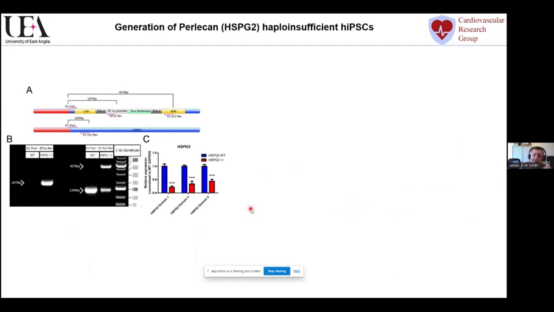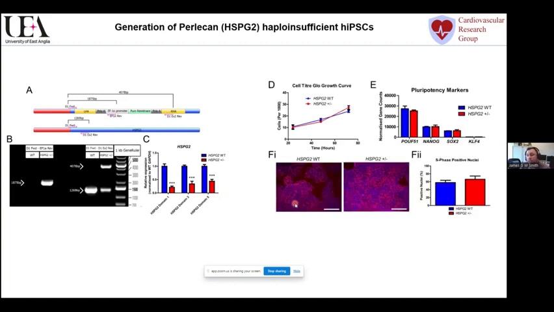We produced a stem cell line which had 50% Perlecan expression. So we'd knocked out Perlecan expression from one allele, and we confirmed that expression across the multiple domains of Perlecan and showed that the iPSCs looked relatively unaffected. Their growth rate was the same, their expression of pluripotency markers was the same.